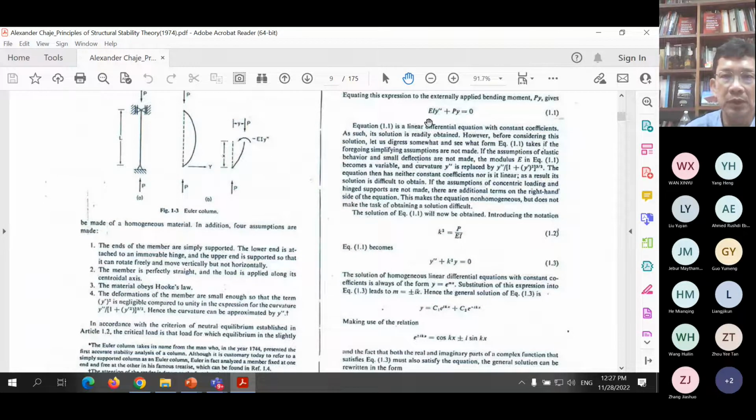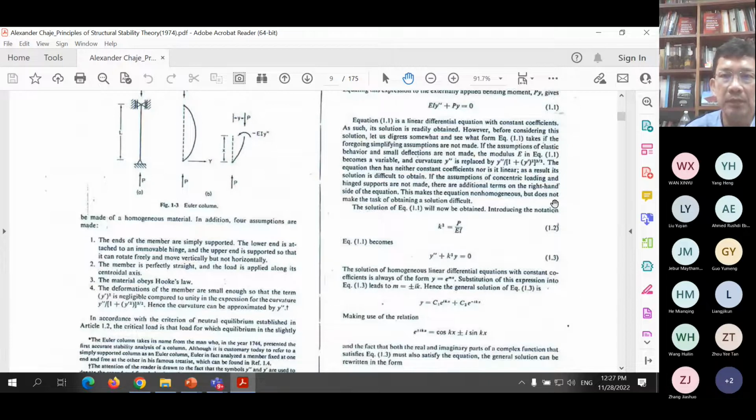Once we divide this whole thing by EI, the equation can be simply turned into this form. And this is the standard form of ordinary second order differential equations. The right-hand side here is 0, similar to the case of free vibrations. So this is a homogeneous linear differential equation. Later, in other cases, we will see the right-hand side is not 0 anymore. But for the Euler column, we have this very simple governing differential equation, and it is homogeneous, with the right-hand side equal to 0.